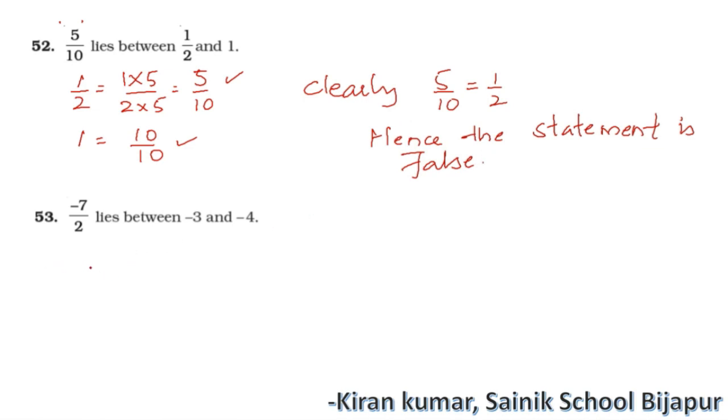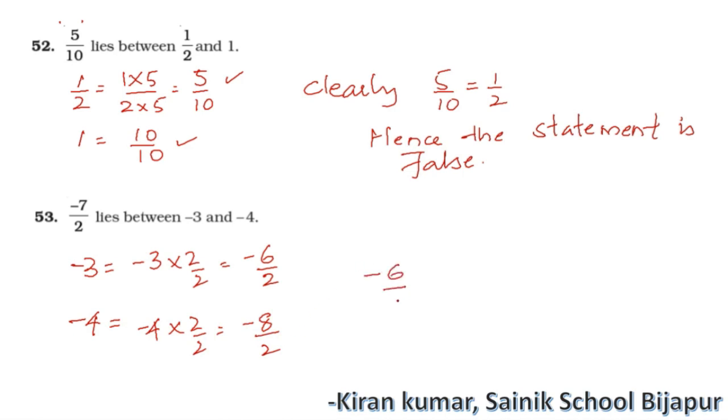Negative 7 by 2 lies between minus 3 and minus 4. We can write this negative 3 as negative 3 into 2 by 2. We get negative 6 by 2. Negative 4 can be written as negative 4 into 2 by 2, which is negative 8 by 2. Clearly negative 6 by 2 is smaller than negative 8 by 2. Now observe negative 6 by 2 less than negative 7 by 2, which is less than negative 8 by 2.